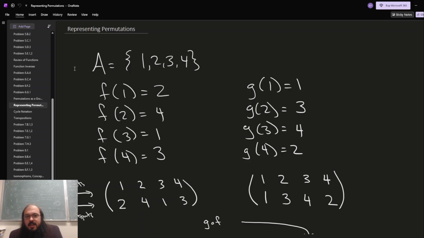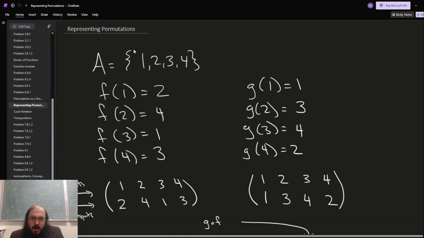To get started, let's say we have a simple set here, 4 elements in set A, and we have 2 permutations. We have this permutation F, which eats 1, 2, 3, and 4 and gives us the outputs 2, 4, 1, and 3. And another permutation G, 1, 2, 3, 4, with the outputs 1, 3, 4, and 2. The first thing I think when I see this is, man, it's a bit of a nuisance to write down the inputs and outputs so explicitly. It's a lot of information to take in.